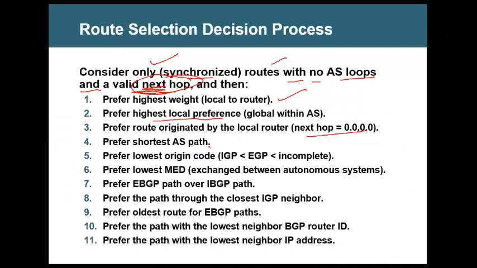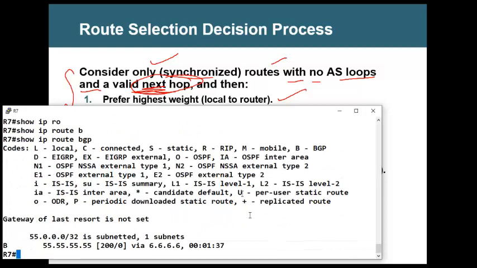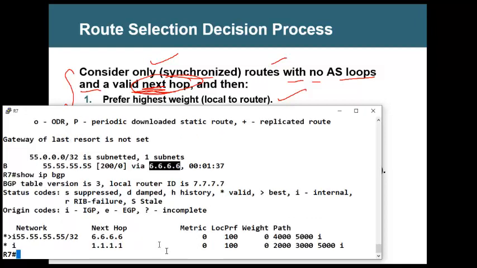So this is the tie breaker, the shortest AS path. Only when there is a tie in the above, the shortest AS path will become the tie breaker. You see, this is just 2, whereas this is 3. So this has become the best. We can check it in the routing table. Show ip route bgp. You can see the next hop is via router 6. That's what we saw in the BGP table, the next hop.